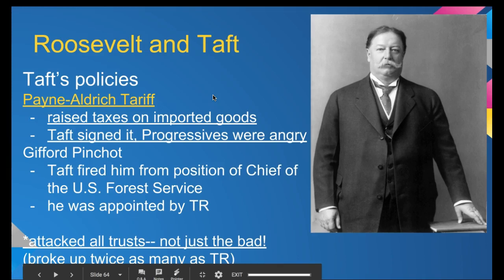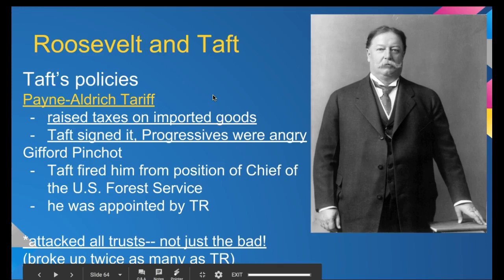Another thing that Taft did was he fired Gifford Pinchot, who Teddy Roosevelt had appointed chief of the U.S. Forest Service. Taft fired him from that position, and Teddy Roosevelt was really not happy. Taft also attacked all trusts. He didn't make that distinction between good and bad trusts as TR had done, which also upset Teddy Roosevelt.